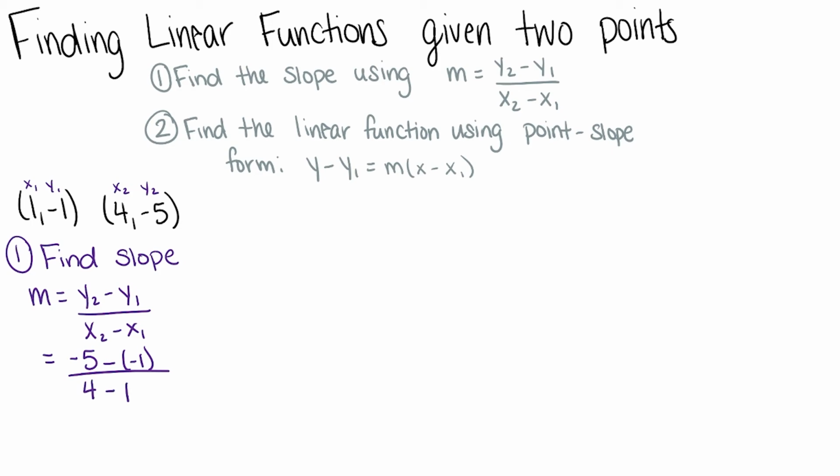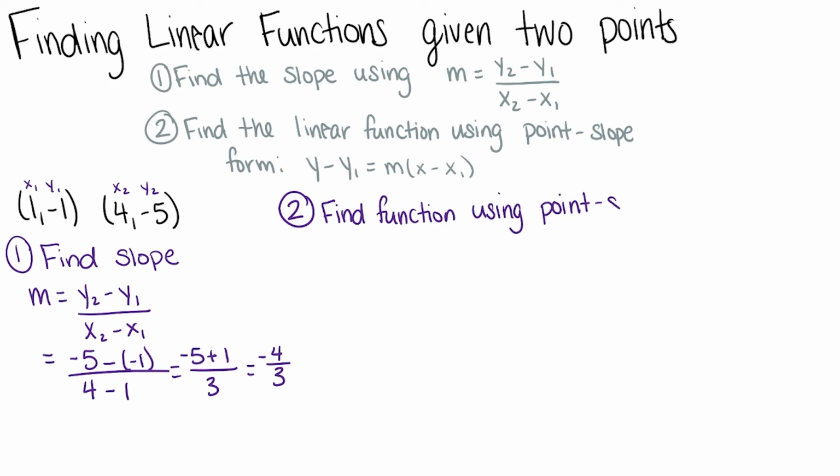Anytime we have minus a negative value, that becomes positive. So in reality, we have negative 5 plus 1 over 4 minus 1 is 3. So our slope is negative 5 plus 1 is negative 4 over 3, or negative 4/3. Now we can use our slope to find our equation for our line.